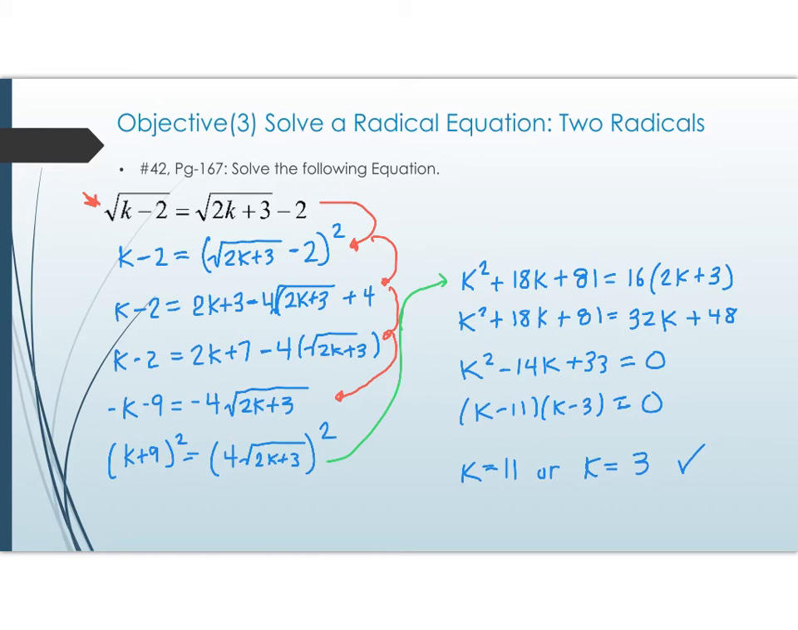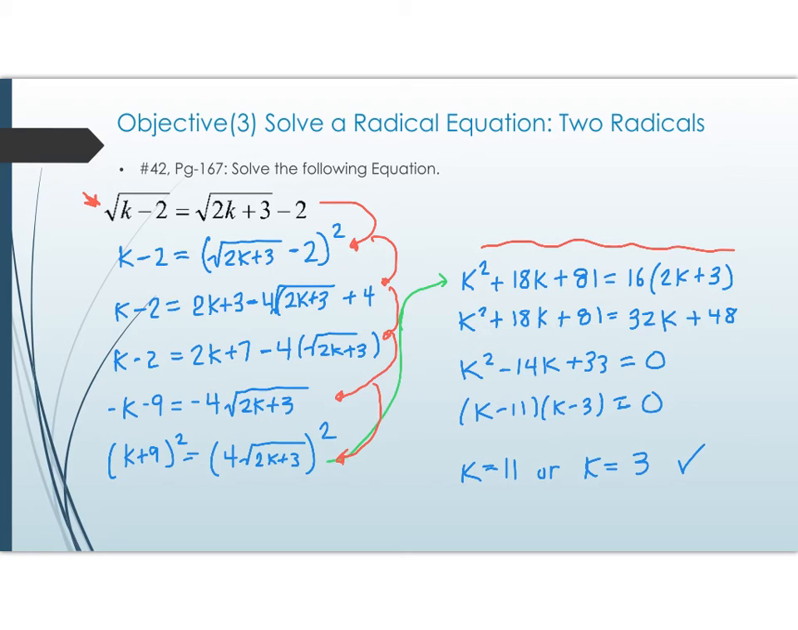Now we divide through by a negative number, and we get k plus 9 on one side of the equation, and we get 4 square root of 2k plus 3. Now we're going to square both sides of the equation. And when we square both sides, we get the expansion up here of k squared plus 18k plus 81 is equal to 16 times (2k plus 3).